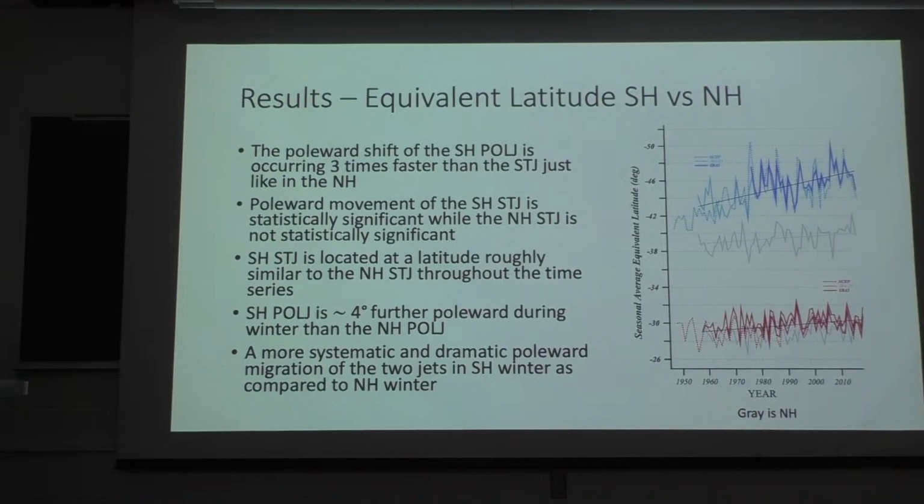and the polar jet is shifted about 4 degrees further poleward during the winter than the Northern Hemisphere. More systemic and dramatic poleward migration of the two jets in the Southern Hemisphere winter as compared to the Northern Hemisphere.